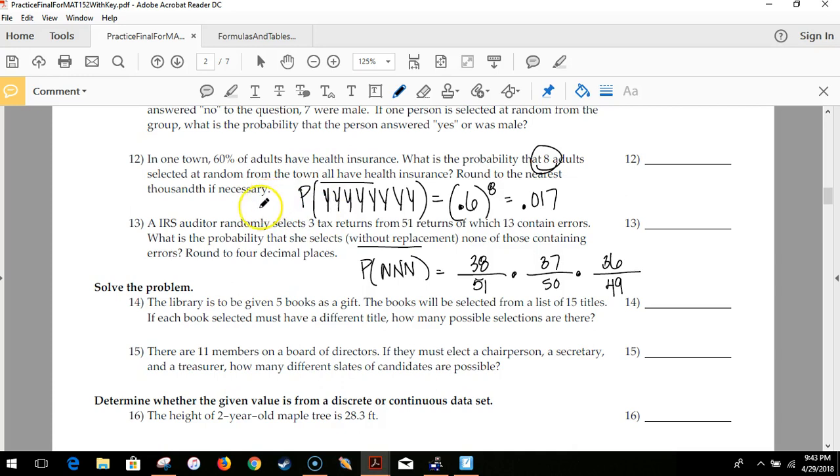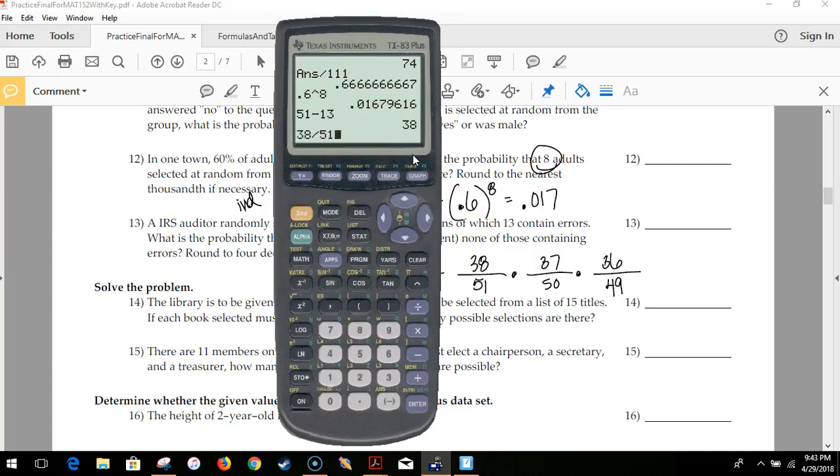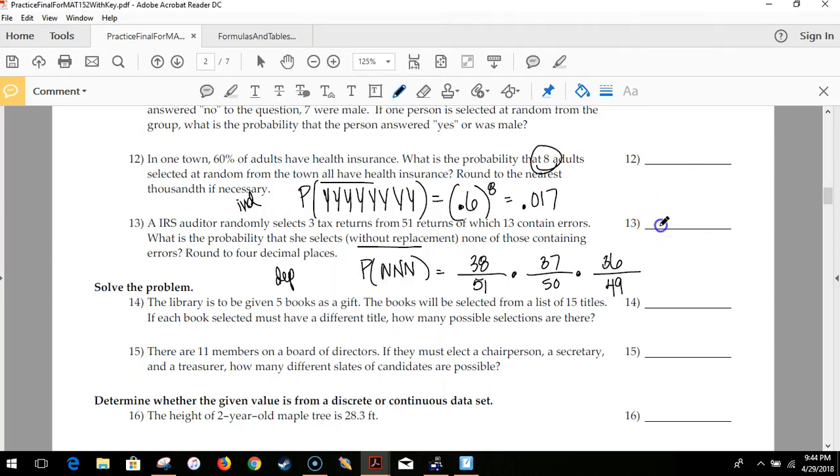So unlike this one where these were all independent, this is dependent. Each time my sample space is going to go down. So 38 over 51 times 37 over 50 times 36 over 49. And I get 4051.